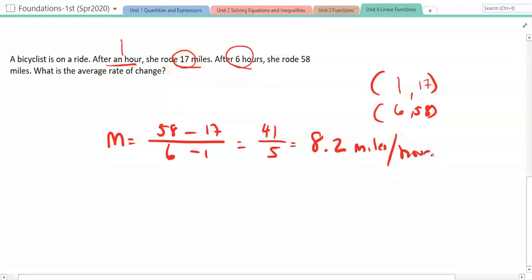And so as we look at this example, again, pull out your information. There's your first ordered pair. There's your second ordered pair. Plug them into the formula correctly. That's it for this section.